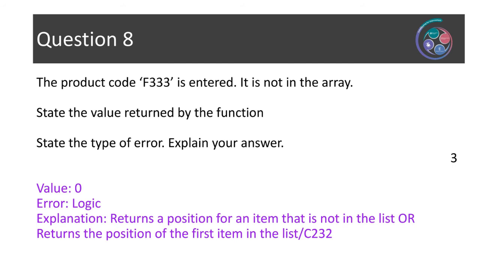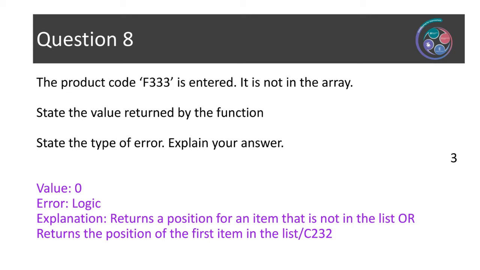Now, obviously, position 0 isn't the correct answer. So at position 0, there is already another value, and that value is C232. So by returning position 0, it's an error in the programming code. So the second part of the question there is asking to state the type of error and then to explain your answer. Well, when the programming code works, but it provides the wrong value because there's been an error made in the logic of the code, that is a logic error.